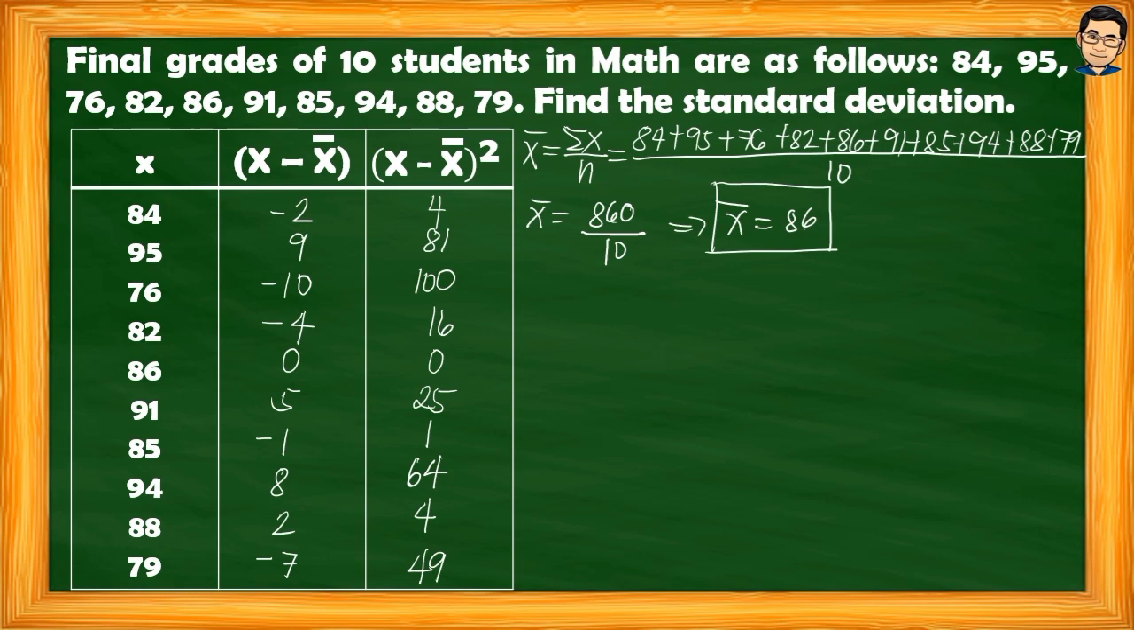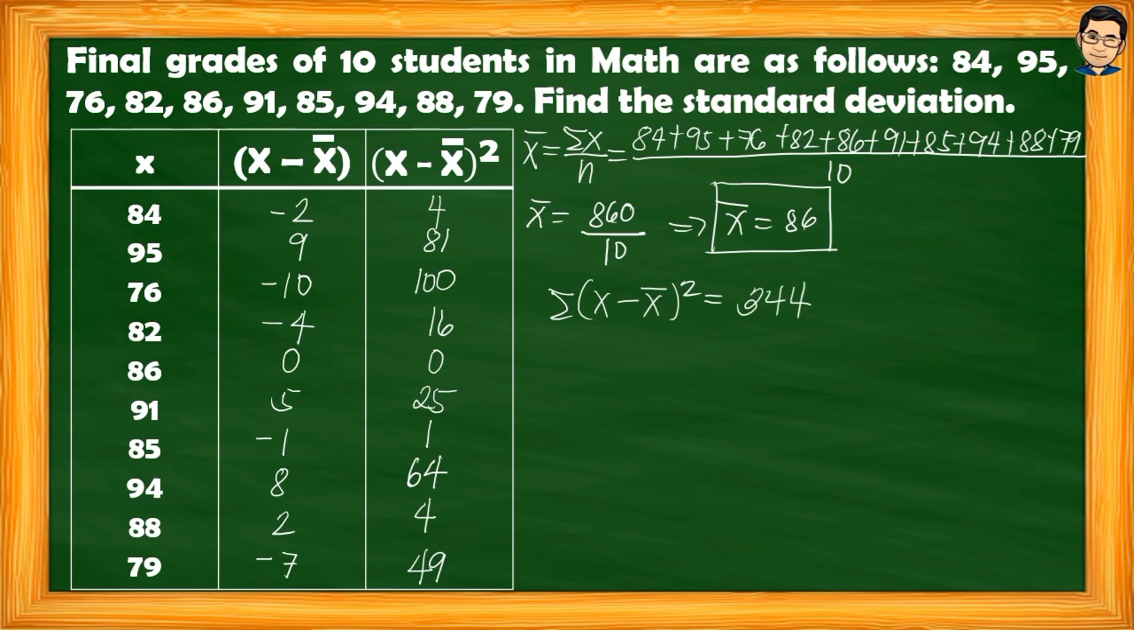So, kunin natin yung summation, the squared deviation. Okay, so add lang natin yung nasa third column. So 4 plus 81, that's 85. Plus 100, 185. Plus 16, 201. Plus 25, 226. Plus 1, 227. 227 plus 64, we have 291. And then 291 plus 4, we have 295. And then 295 plus 49, we have 344.